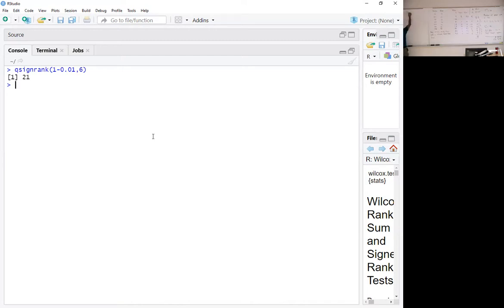We reject in a right tail test if t plus is bigger than or equal to the critical value on the right-hand side. Is it bigger than or equal to the critical value? No. The critical value is 21. The test statistic is 18. Clearly, 18 does not exceed 21. So our conclusion, t plus is less than 21, which would imply do not reject null.